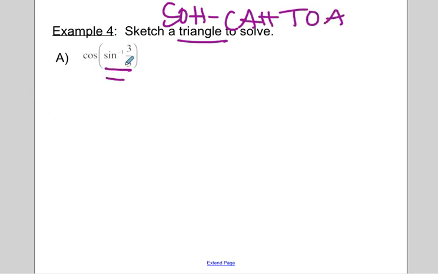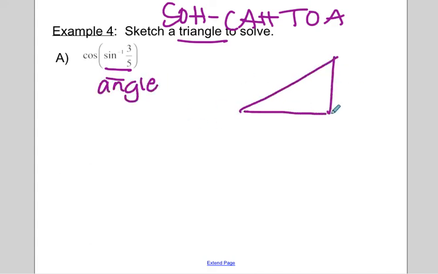Right here, what did I tell you the inverse helps you find? An angle. Okay. I don't know the angle. I'm going to draw myself. In order to use SOHCAHTOA, I have to have a right triangle. I'm going to draw an angle right here, theta. And then it tells me sine. Sine is opposite over hypotenuse. So that tells me I have an opposite of length 3 and a hypotenuse of length 5. So my opposite is 3 and my hypotenuse is 5.